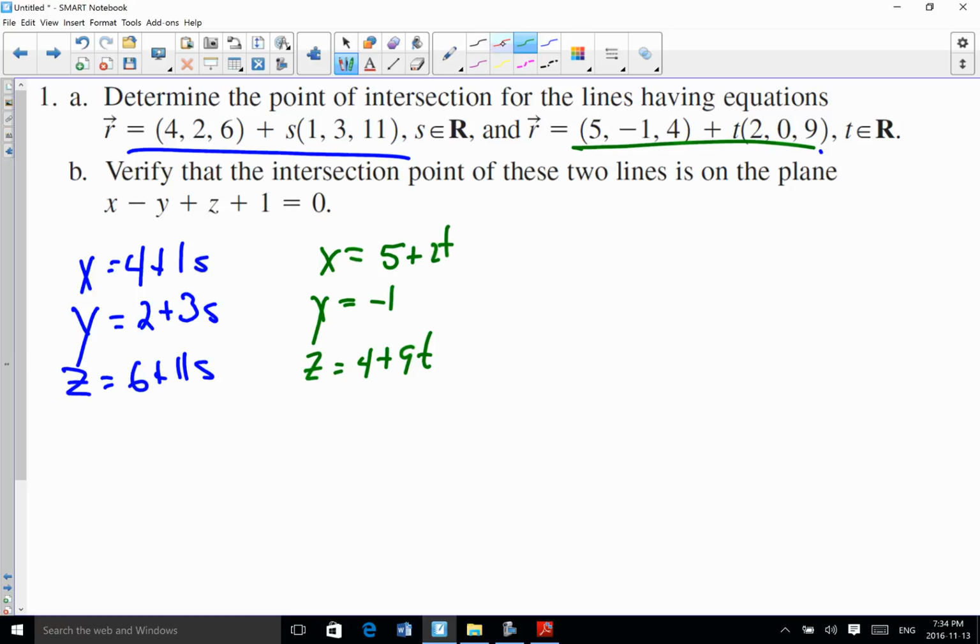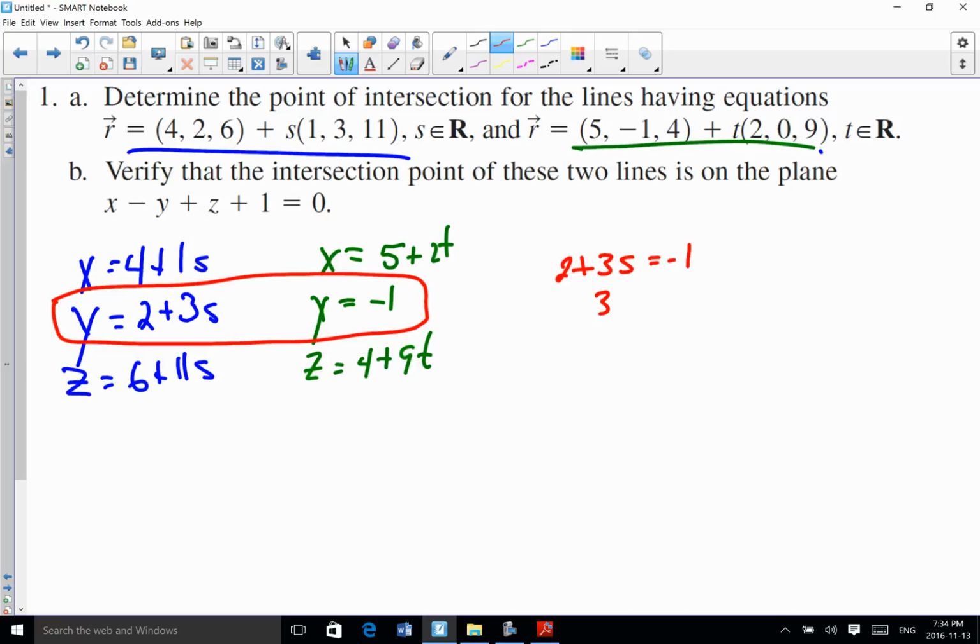So I would suggest, just looking at this, that the y's are going to make our life a little bit easier, because we can write down right off the bat that 2 plus 3s is -1, which means we can solve for s really quickly. s will be -1.